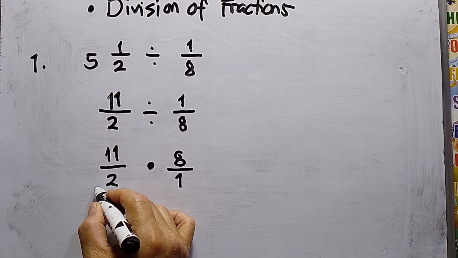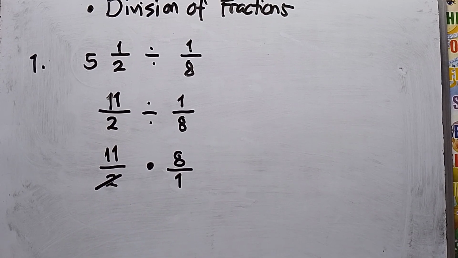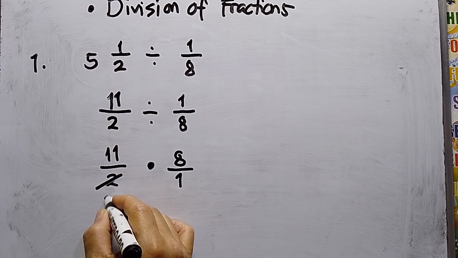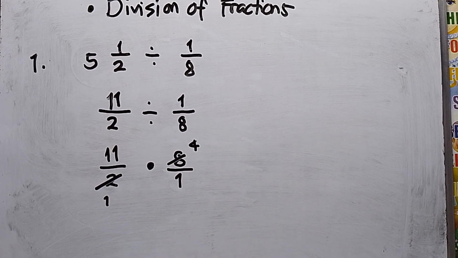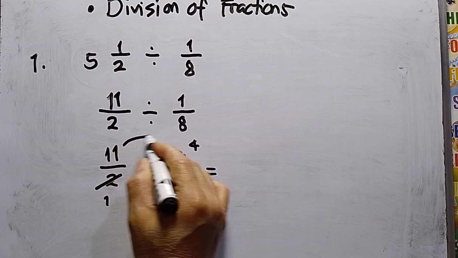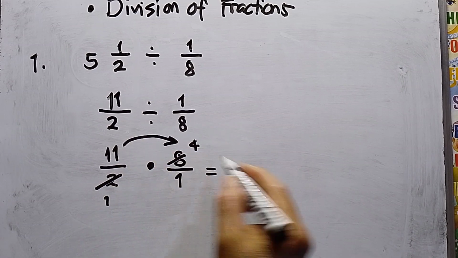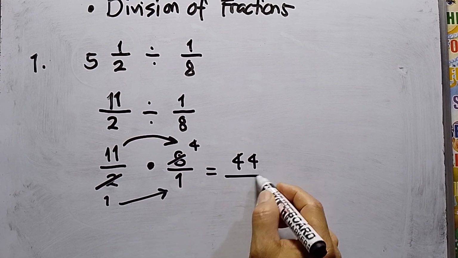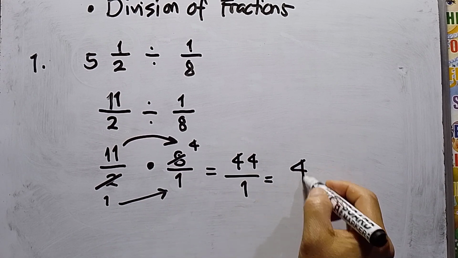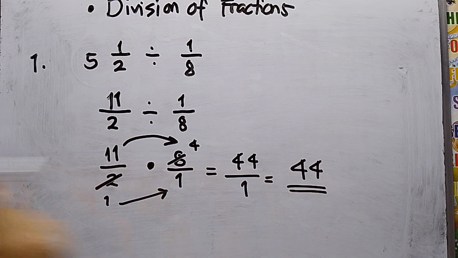We can cross-reduce this one by dividing by 2. This is 1. Divide by 2. This is 4. And then start multiplying the numerators. 11 times 4 is 44. Then 1 times 1 equals 1. So therefore, the answer for number 1 is 44.